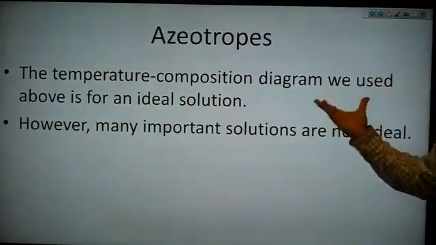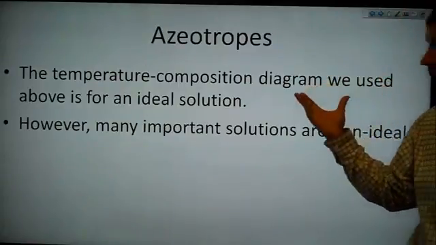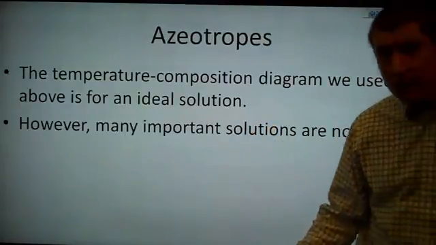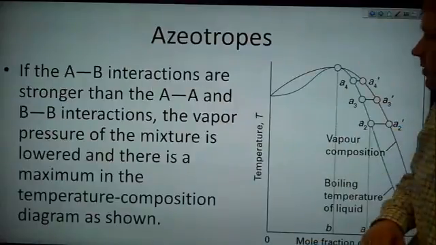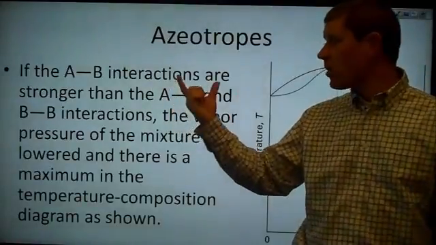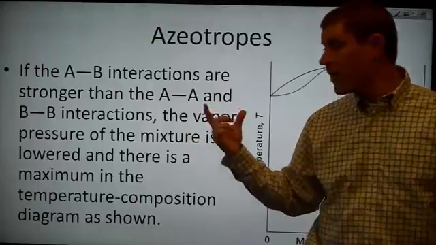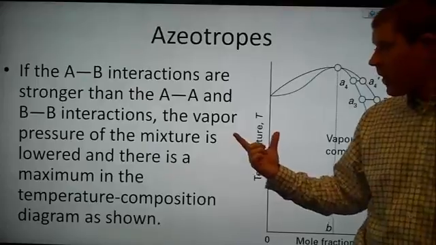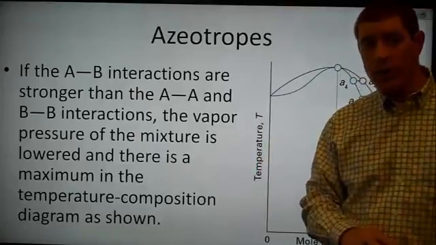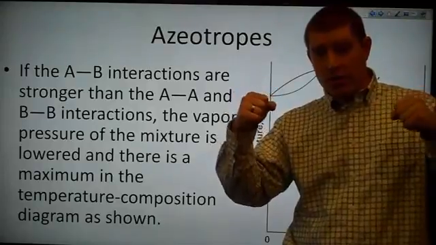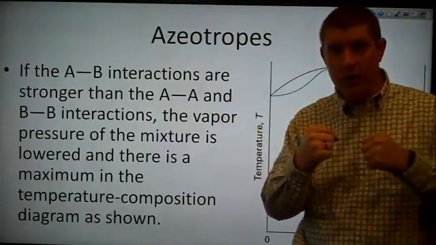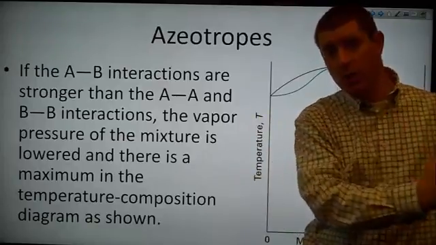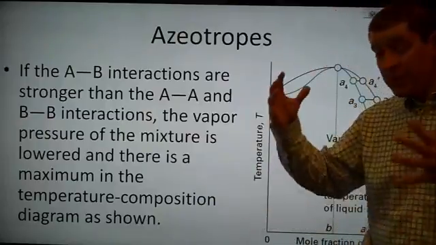Alright, so our temperature composition diagram that we've used above is for ideal solutions, but many of our important solutions are non-ideal, so we're going to look at those, and we'll call these azeotropes. If our AB interactions are stronger than our AA and BB interactions, then the vapor pressure of the mixture is lower than it would otherwise be, because the molecules are held together stronger than they would be as pure A or pure B, and this means that the vapor pressure is going to be lower.